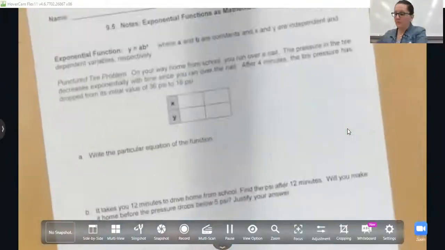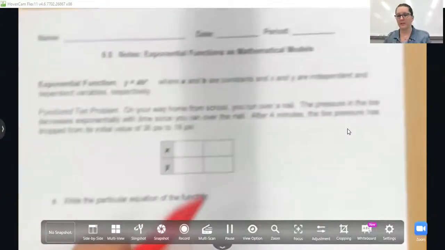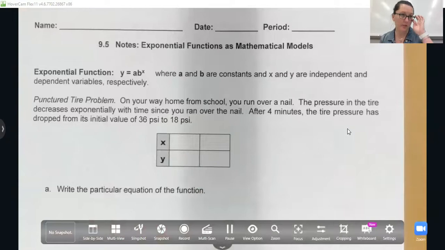All right, we're going to move on to our last section of exponents and logarithms. We're looking at exponential functions as mathematical models. So we are going to use our knowledge and properties of exponential functions and logs to write particular equations. On your test, I think there's going to be 3 of these, so you'll need to be pretty comfortable with creating those mathematical models.